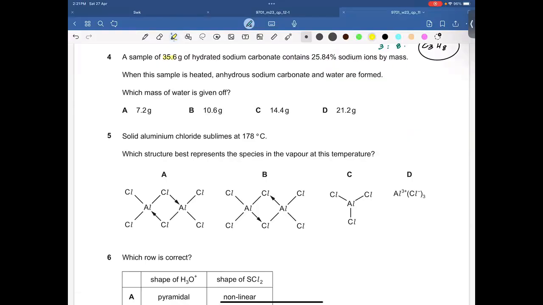A sample of 35.6 gram of hydrated sodium carbonate contained 25.84% sodium ions by mass. When this sample is heated, anhydrous sodium carbonate and water are formed. Which mass of water was given off? Okay. So in the first step, first find out the percentage by mass of sodium in this sample.